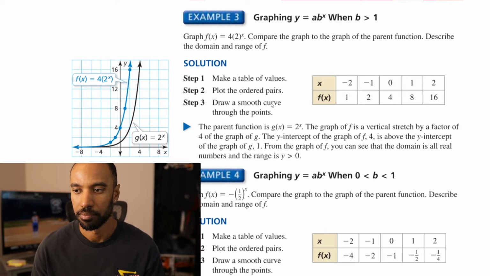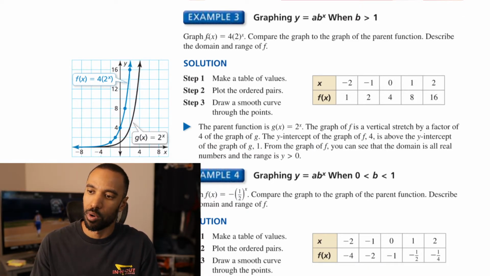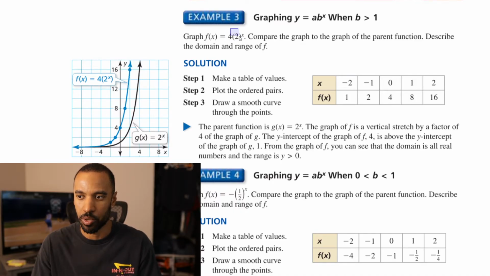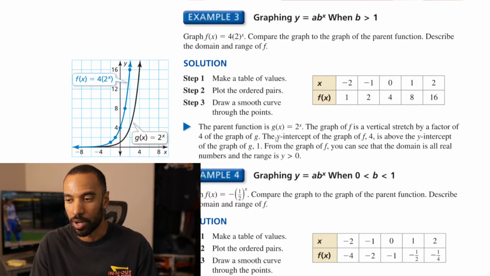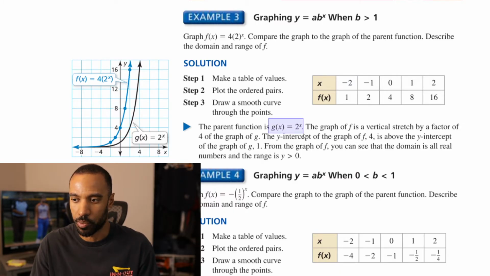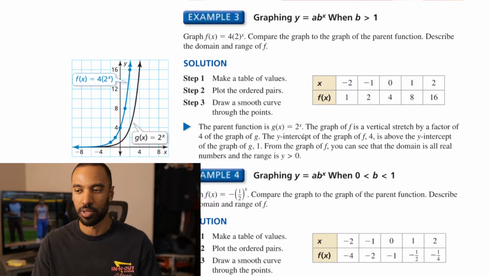Let's do some graphs. Let's graph f of x equals, and notice that's the same as y, f of x equals 4 times 2 to the x power. Remember, 4 times 2 does not simplify here because 2 has to be raised to the x power first. Compare the graph to the graph of the parent function. Describe the domain and range of f. Remember that the parent function, by the way, is without this 4 in place, meaning if it was a 1. So this is our parent function right here, 2 to the x power, 1 times 2 to the x power.